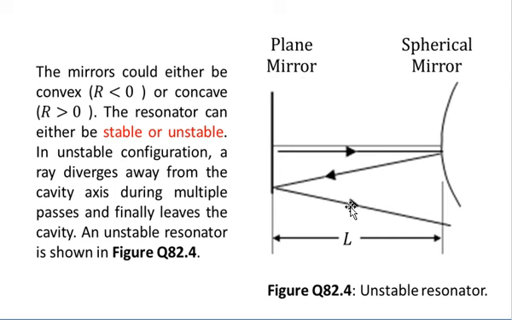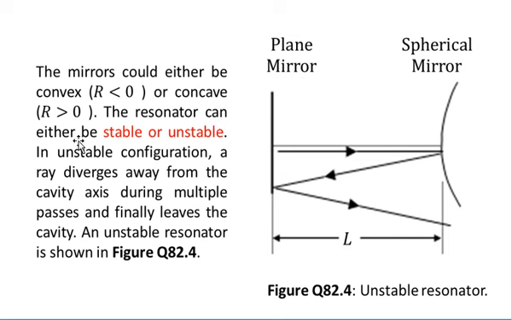So ultimately, as I have shown over here, after two reflections the ray will go out of the cavity. But in reality, since this ray, which is parallel to the resonator axis, makes a very small angle with the resonator axis, it will take multiple oscillations between the two mirrors before it exits the resonator. The mirrors could either be convex with capital R less than 0 or concave with capital R greater than 0. These are the sign conventions that we use with the convex and the concave surfaces.